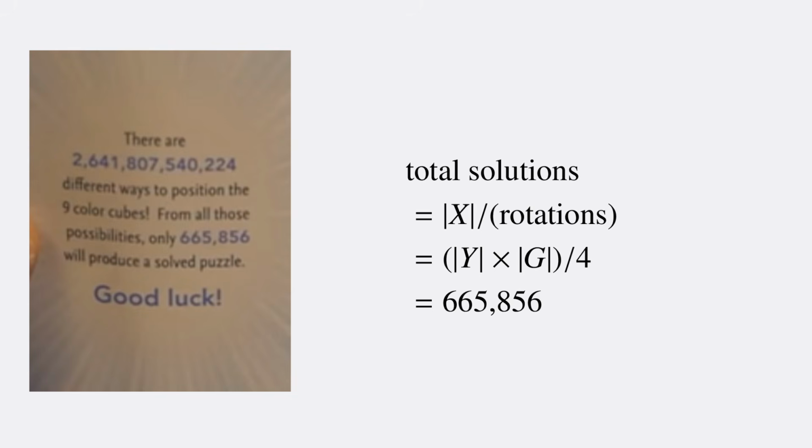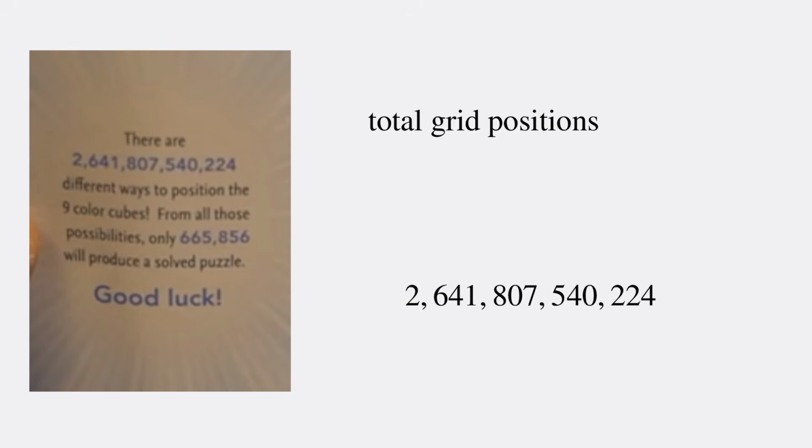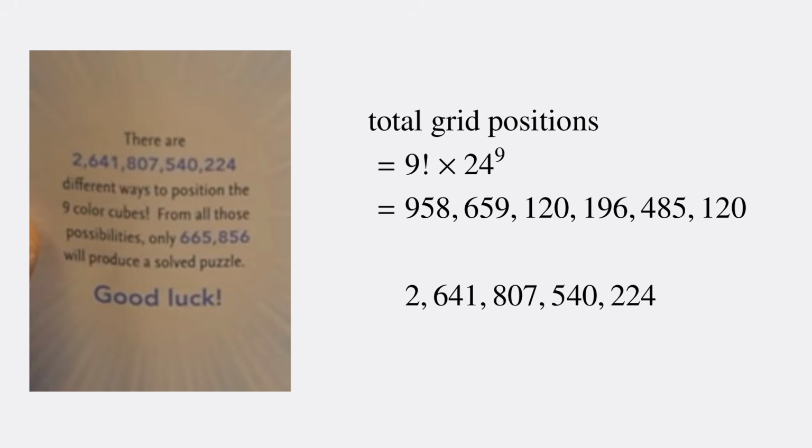Hooray! The old manual also states that the total number of ways of fitting the 9 cubes into the grid is about 2.6 trillion. That number is actually much easier to compute. There's 9 factorial ways of positioning the cubes, and then 24 to the 9 ways of rotating them, and that gives a much bigger number.